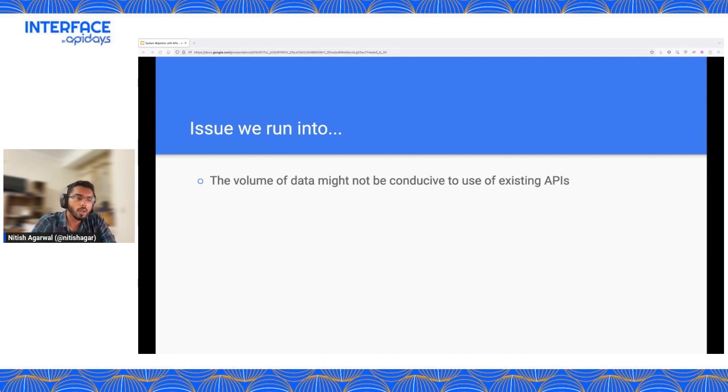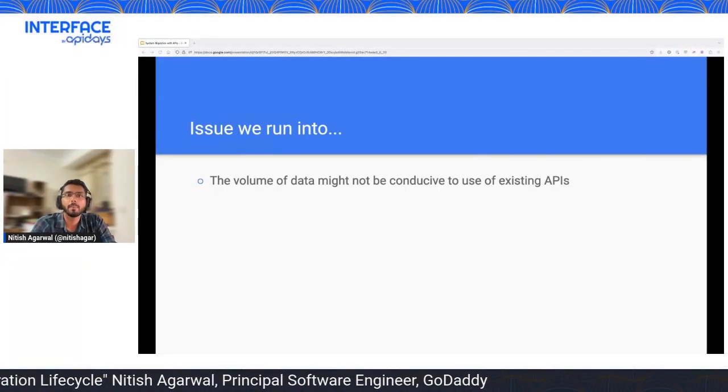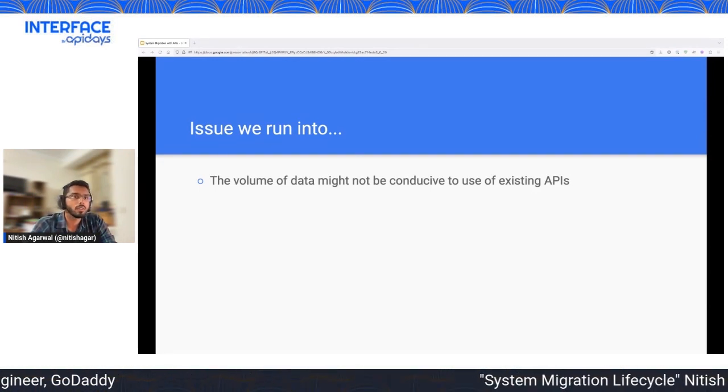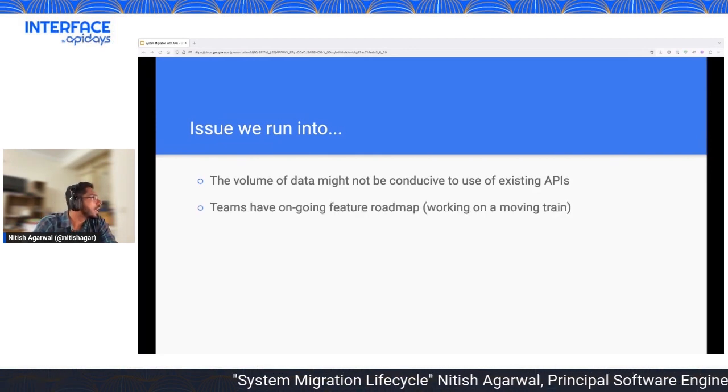So the issue we run into with the big bang migration is that the volume of data being transferred or migrated might not be conducive to existing APIs. The existing company might have more of a transactional based system, not lending itself to bulk data imports, right? Or historical data imports in some sense. It might have different naming conventions, whatnot. So all these things start coming into play.